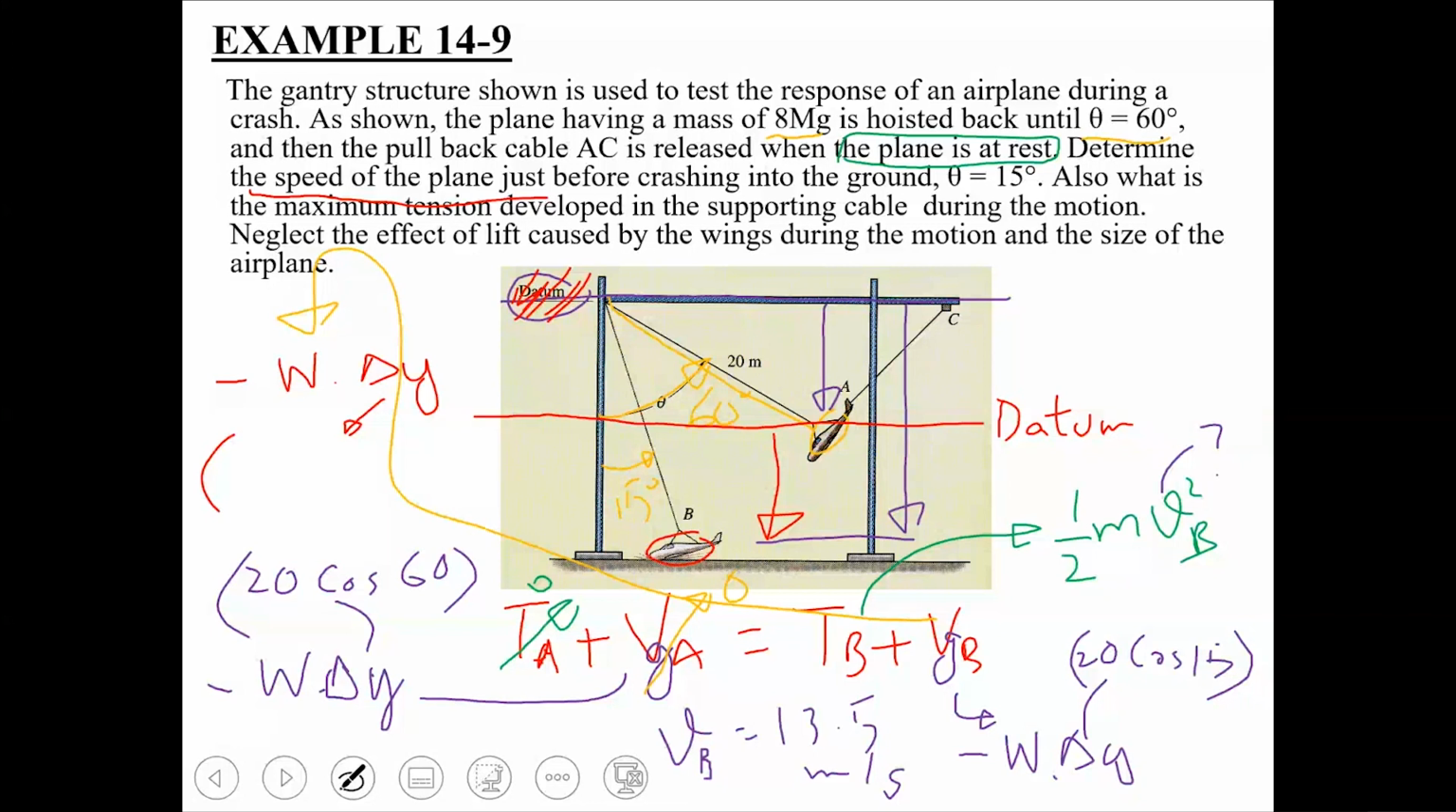Yes sir. We find the height from the bigger triangle and the height from the smaller triangle and separate them. So it is going to be 20 cos of 15 minus 20 cos of 60, isn't it?